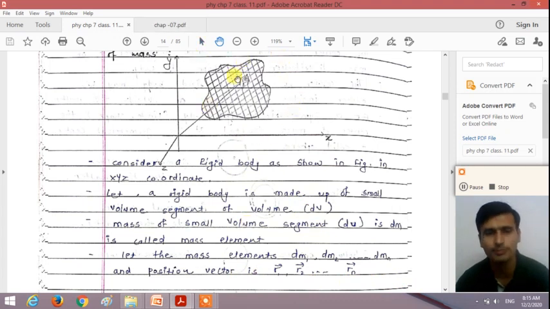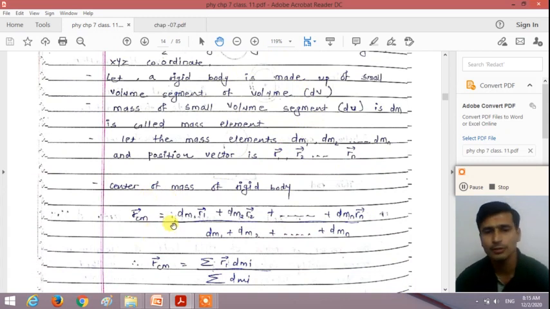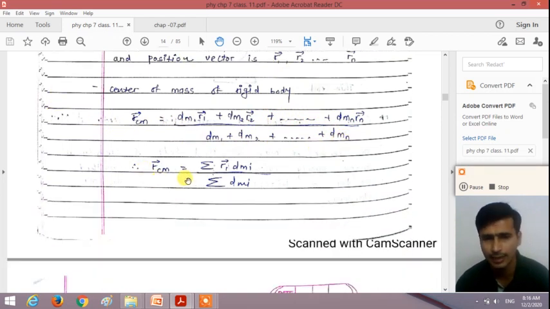So the center of mass of this rigid body is rcm equal to dm1, that is the mass of the first mass element, into position vector r1, plus dm2 into r2 up to dmn into rn, divided by dm1 plus dm2 up to dmn. Here dm1 is the mass of the first mass element, dm2 the mass of the second mass element, and the sum up to dmn is the total mass of the rigid body, right? In the form of sigma, we can write: rcm is equal to sigma i equal to 1 to n of dmi into ri, divided by sigma i equal to 1 to n of dmi, right? Here sigma dmi is the total mass of the rigid body.